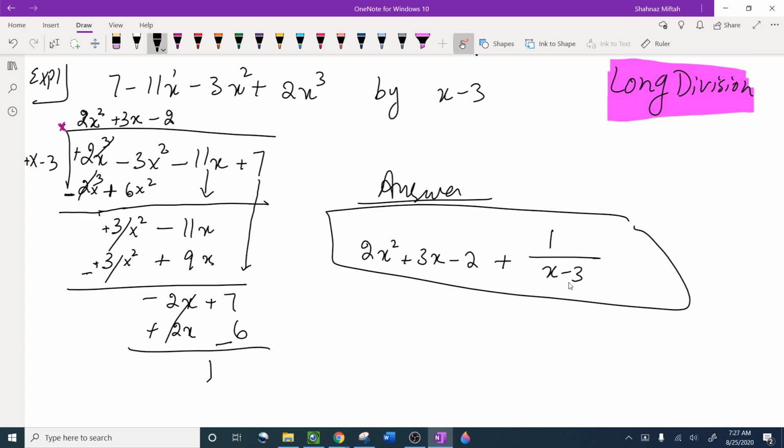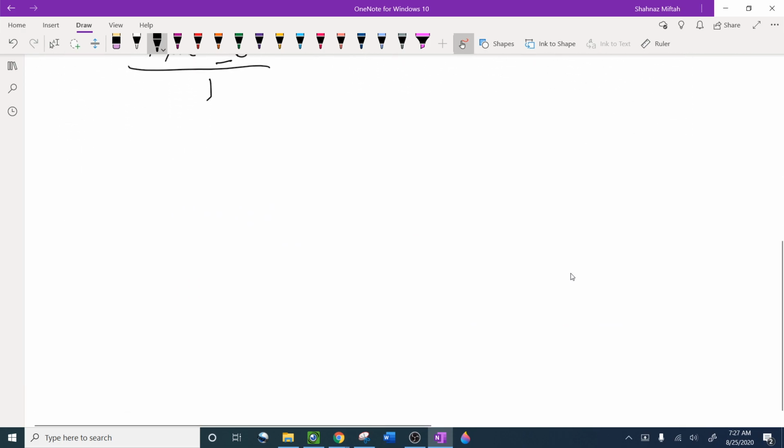Let's do synthetic division now. Long division was kind of simple. Example 2 is synthetic division.